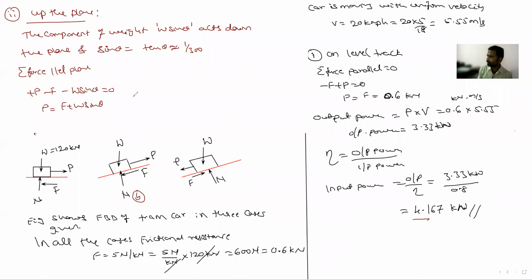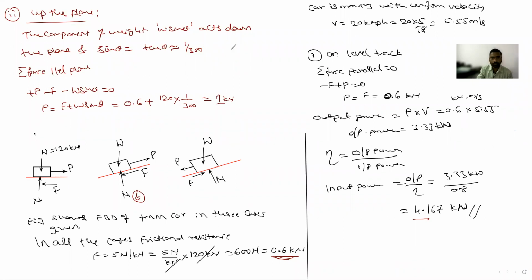Now are you getting understanding over here? Okay, what is the value of F? See, in all the cases F is frictional resistance. How much is the frictional resistance? 0.6, correct? 0.6 plus the weight, 120 into sin theta, which is 1/300. How much are you getting for the P value? 1 kilonewton, correct.